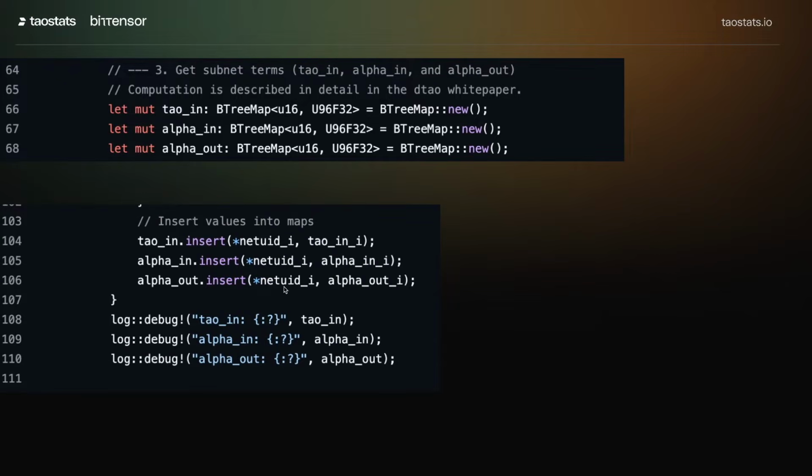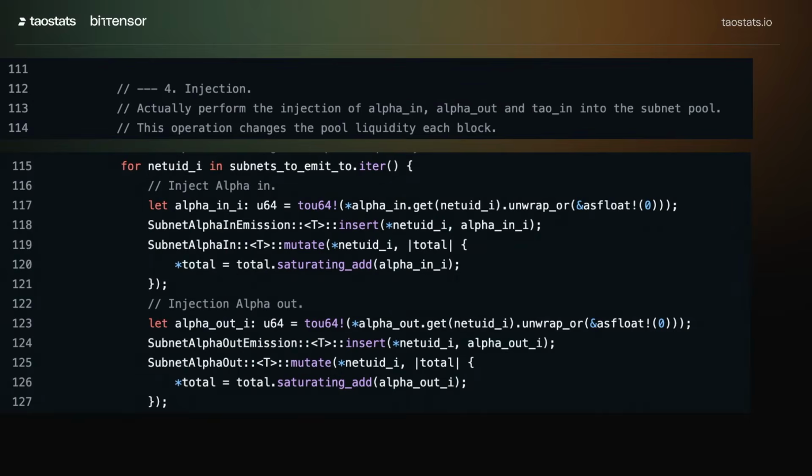Now that we've collected those, we insert those into the map: the tau in, the alpha in, and the alpha out for that subnet. And now we've collected the emission. After we loop through all the subnets, we've collected all of the emission for tau and alpha in, those are going into the pool, and then alpha out, which is distributed to stakeholders in the subnet. Now that we've collected it, it's time to inject that into the pool.